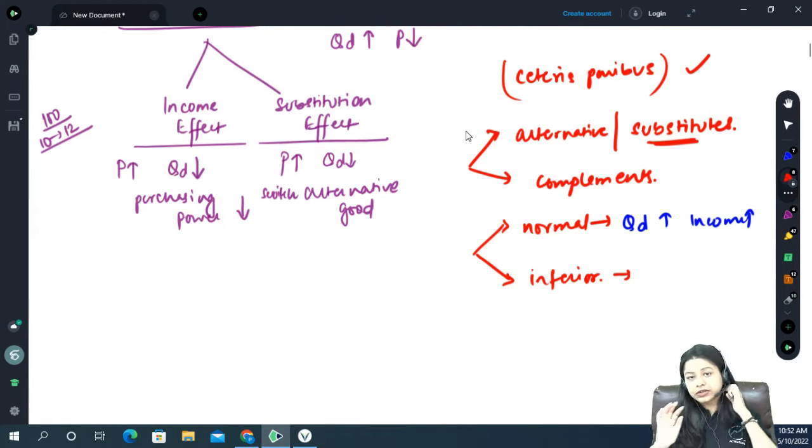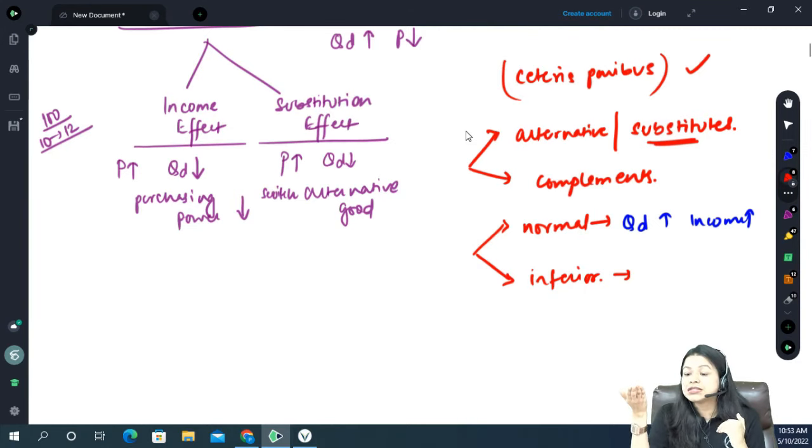For example, earlier we used to consider ragi or maybe jowar as inferior goods. Now, because of their health benefits, we no longer consider them inferior. Earlier, maybe 6, 7, 8 years ago, these goods were considered inferior because they were consumed by the poorer section, some staple goods. So these were considered inferior.